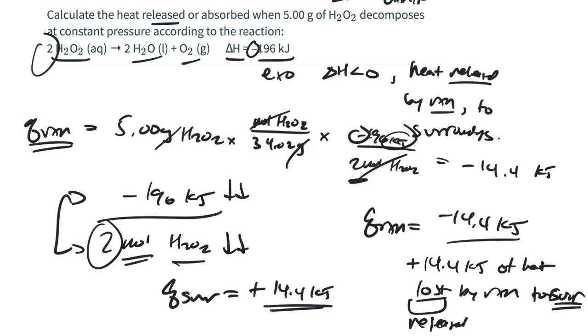So if the reaction gained heat, then it would have come from the surroundings. So if this reaction were endothermic instead of exothermic, we would have said that the quantity of heat that was changed to the reaction was the amount of heat that was absorbed by the reaction.